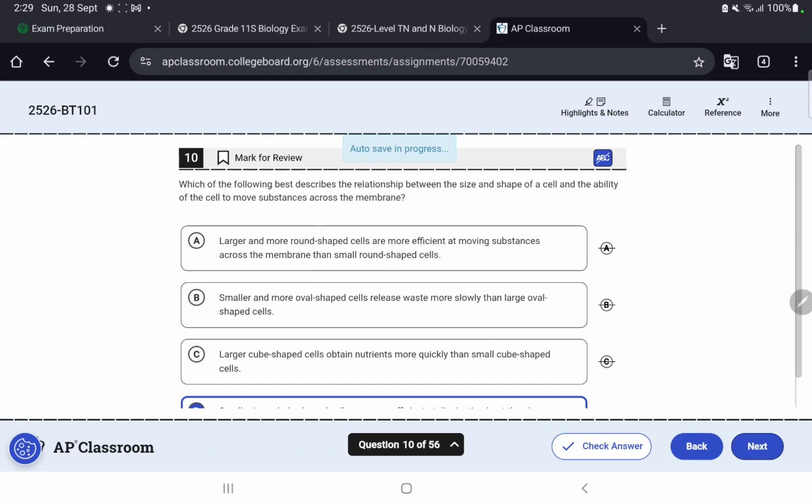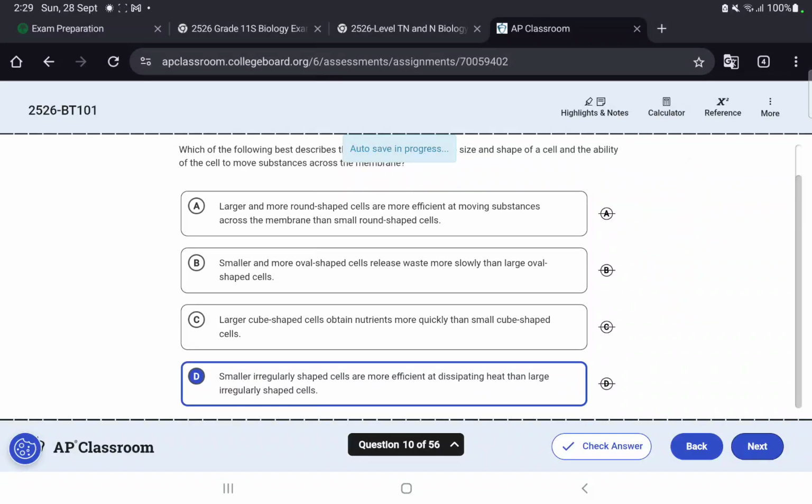Which of the following best describes the relationship between the size and shape of a cell and the ability of the cell to move substances across the cell membrane? If the cell is small, it can move very easily. And if it has an irregular shape, meaning that the shape can be shifted, not a regular shape. A regular shape means that the cell has this shape, it cannot change.